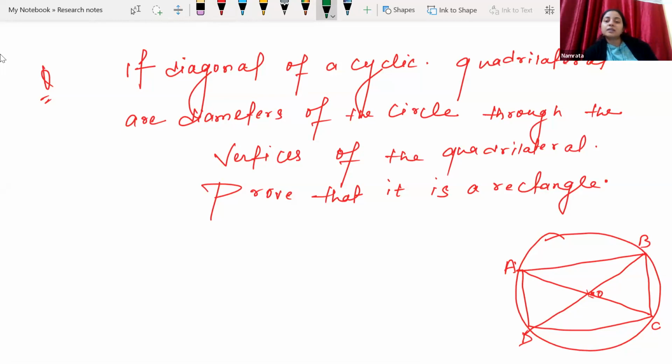We know the diagonals are the diameters. We know the diagonals AC and BD are both diameters, and hence both will be equal. So if the diagonals of a cyclic quadrilateral are diameters of the circle through the vertices of the quadrilateral, prove that it's a rectangle. We have to show that this angle is 90, this angle is 90, this angle is 90, this angle is 90. That's what we have to prove at first.